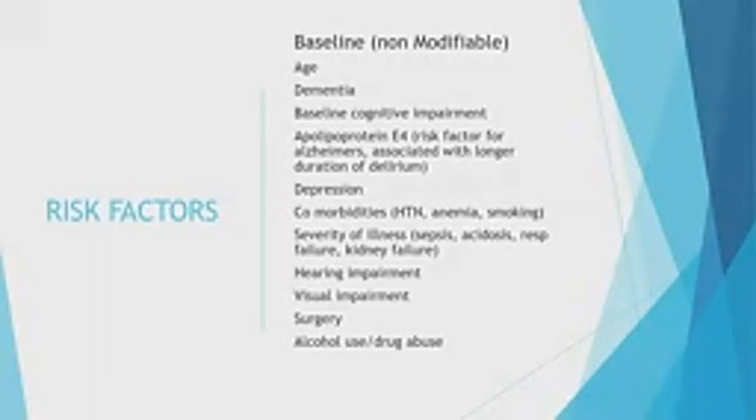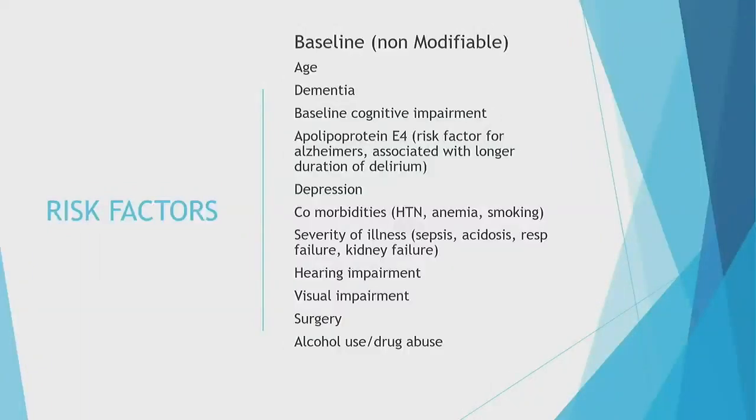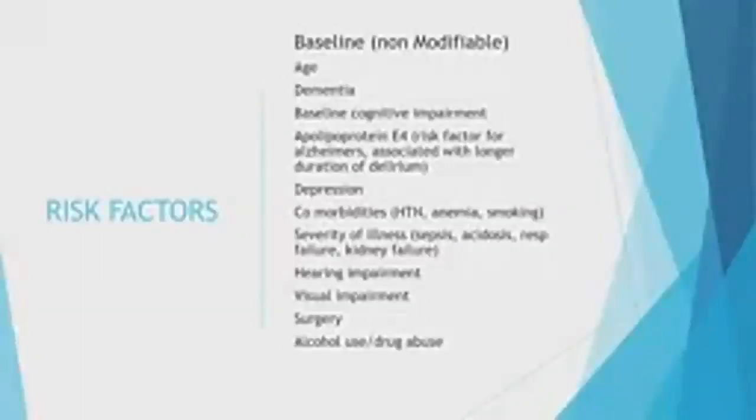So non-modifiable, we have age, dementia, baseline cognitive impairment, apolipoprotein E4, which is also a risk factor for Alzheimer's, depression, comorbidities, severity of illness, hearing impairment, visual impairment, although you could argue that you could use some hearing aids and help those patients too. Surgery, alcohol use, and drug use.